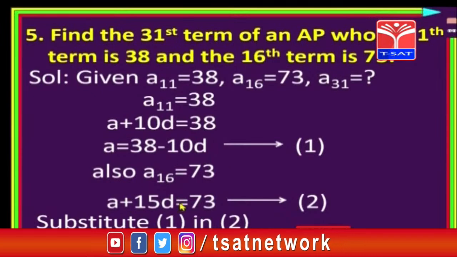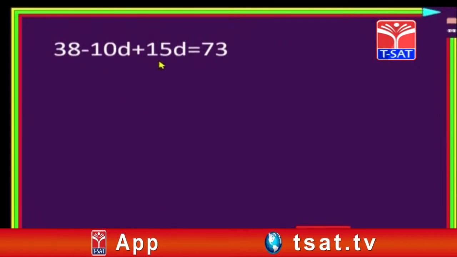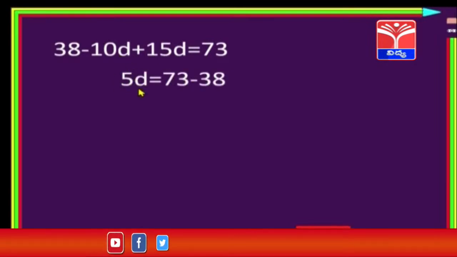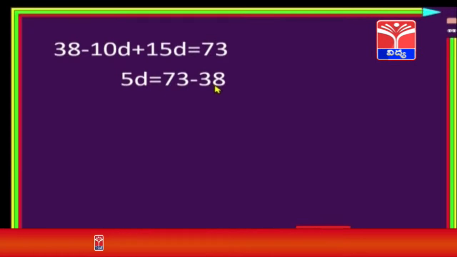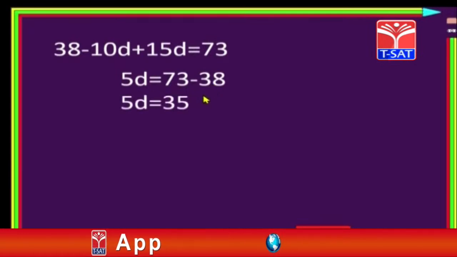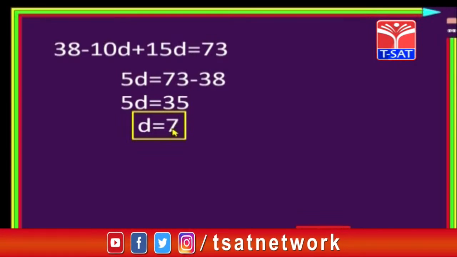Then this relation will modify like this: 38 minus 10D plus 15D is equal to 73. Now 15D minus 10D, these are like terms, that is 5D. At the same time I am sending 38 to the right hand side, then it becomes 73 minus 38. Now 5D is equal to 35, 73 minus 38 is 35. Now divide 35 by 5, D is equal to 35 by 5. What is 35 by 5? 7. So now we got the D value as 7.